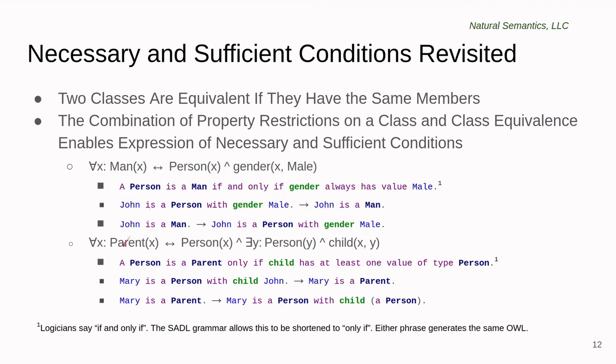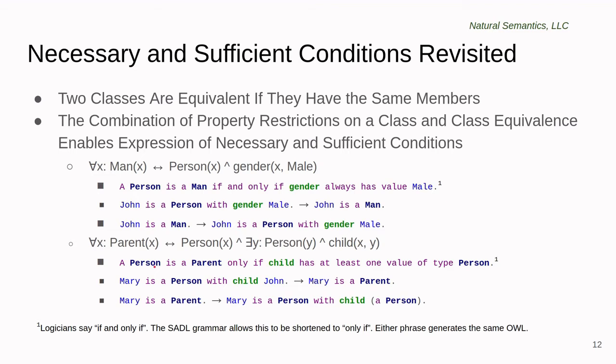As another example, consider this predicate logic expression. For all x, parent of x if and only if person of x and there exists some y such that person of y and child x y. So we can say this in our controlled English. We can say a person is a parent only if, remember that that's short for if and only if, child has at least one value of type person.